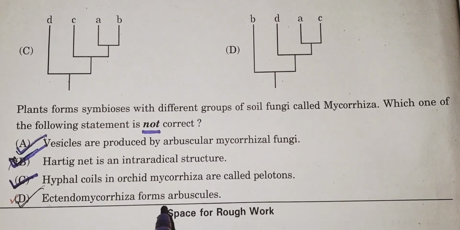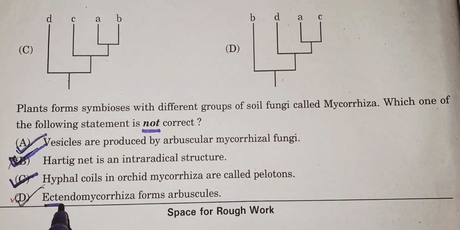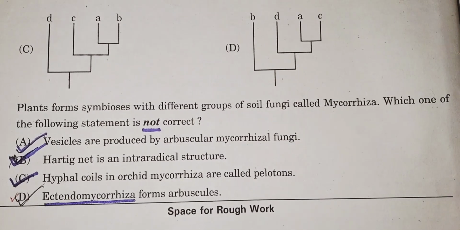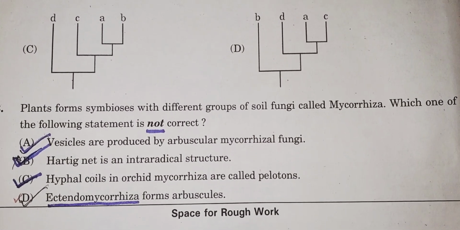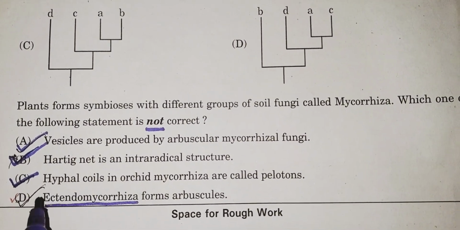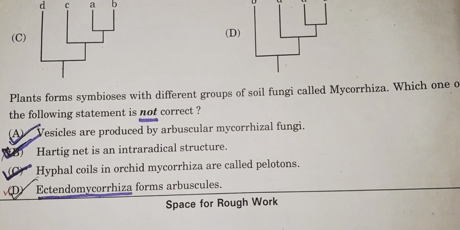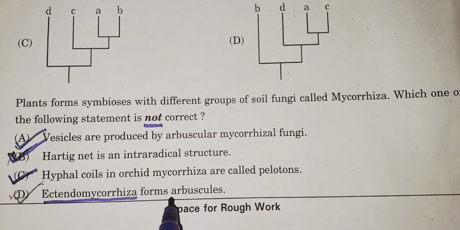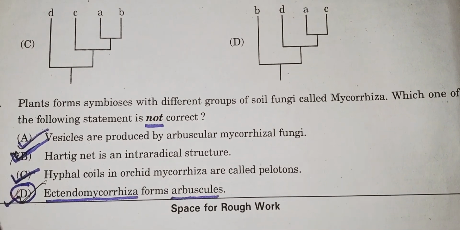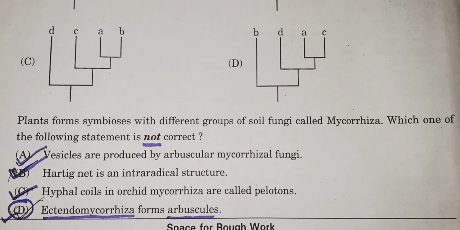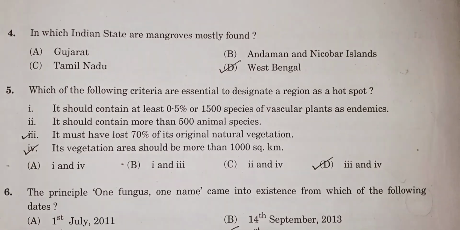Ectendomycorrhiza forms arbuscule. Ectendomycorrhiza shares characters of ectomycorrhiza as well as endomycorrhiza. This is the only one with which arbuscules are not associated. So this becomes your correct answer, D. Coming to our next question.